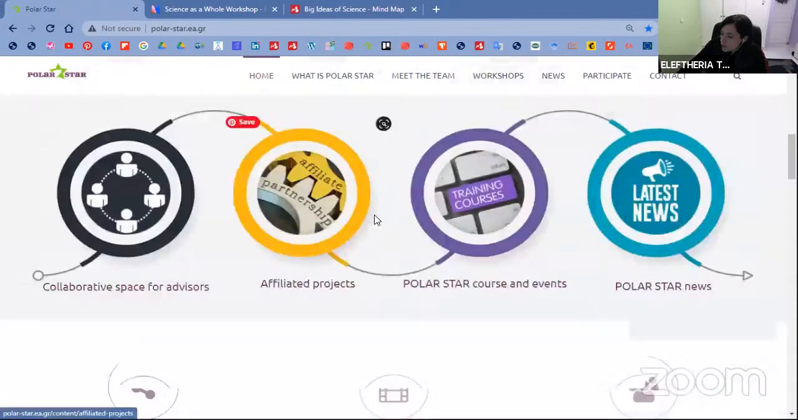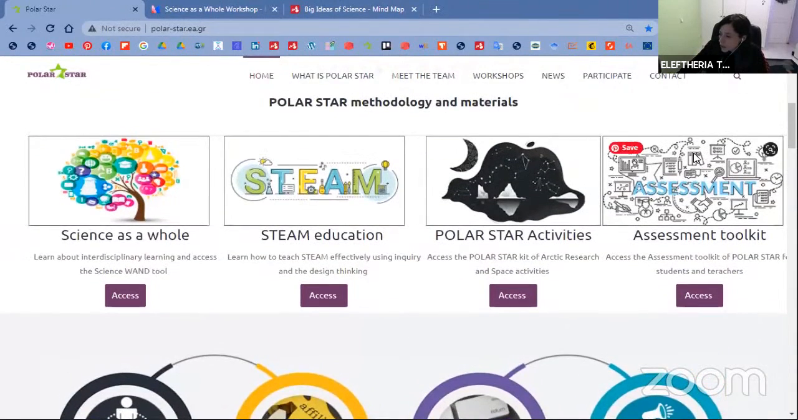So you can find everything here. These are the parts where you will find our methodology, our activities. So when it comes to interdisciplinary projects, for example, we obviously have the Polar Star activities to offer, which we will start releasing from next week. The STEAM education part of the methodology focuses more on how to design your own STEAM activities. And this is where you will find more or less everything that we have been talking about.